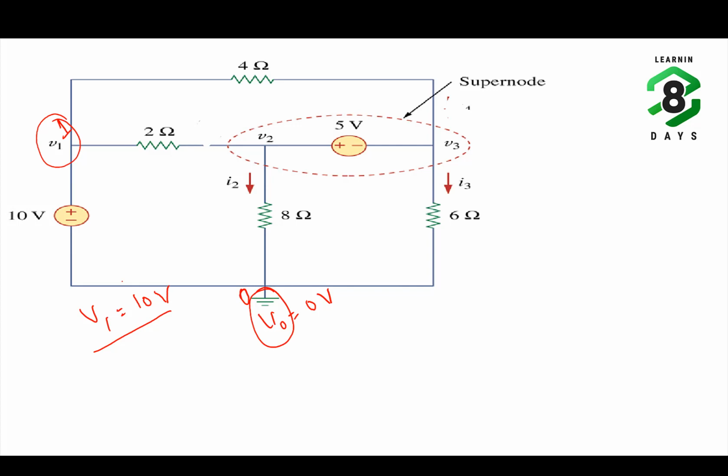Now you see another point here, V2 is a principal node and V3 is a principal node whose voltages are unknown. So if a voltage source is connected between two unknown principal nodes, then it will become a super node as shown in the figure. Why it is called a super node? We will see in the next slide.